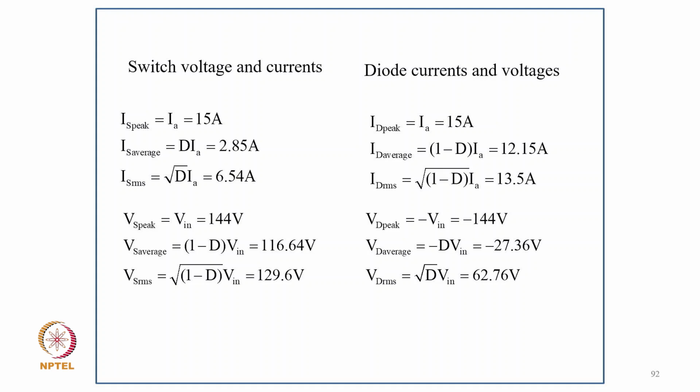So similarly for the diode voltage and current. ID peak is IA, 15 ampere, ID average 1 minus D IA, 12.15, and then ID RMS is under root 1 minus D IA, that is 13.5, and VD peak is minus VD 144, and VD average D minus 125.